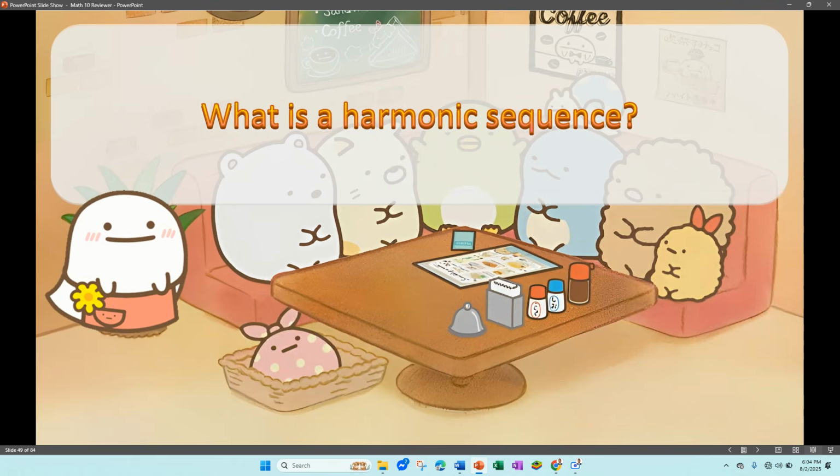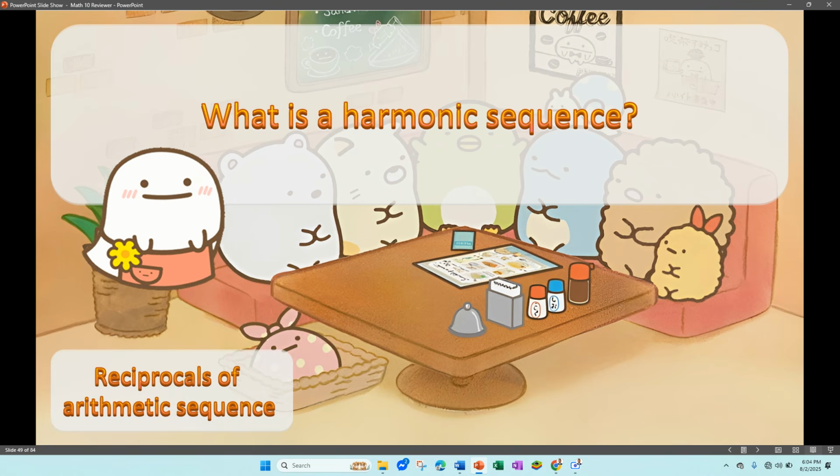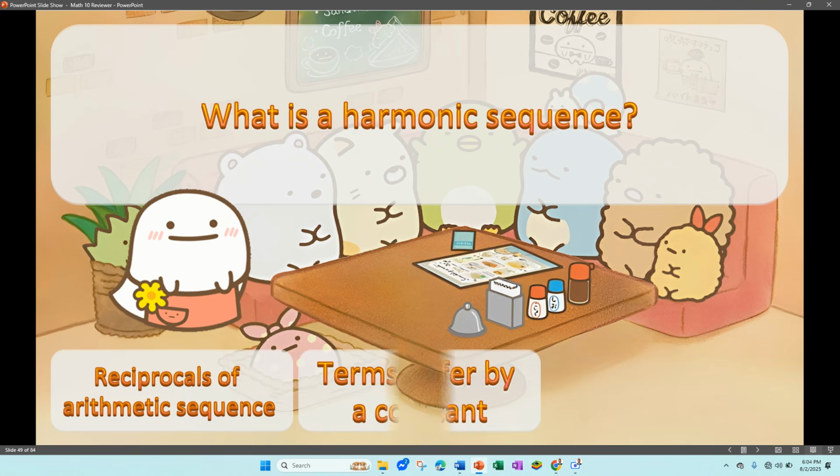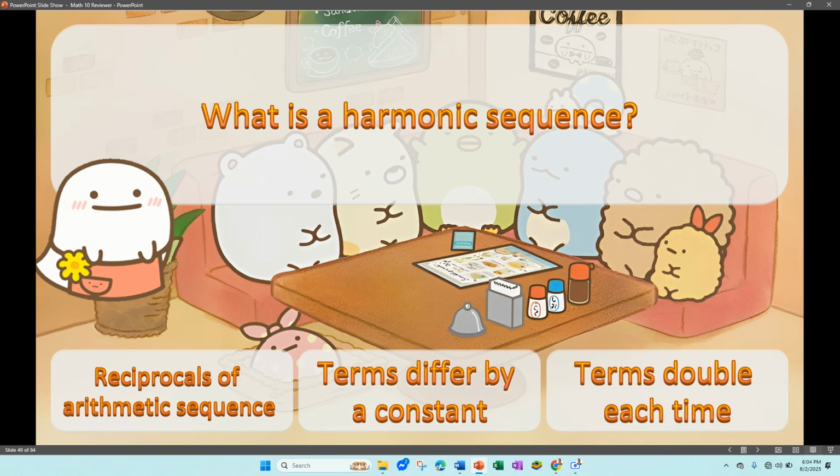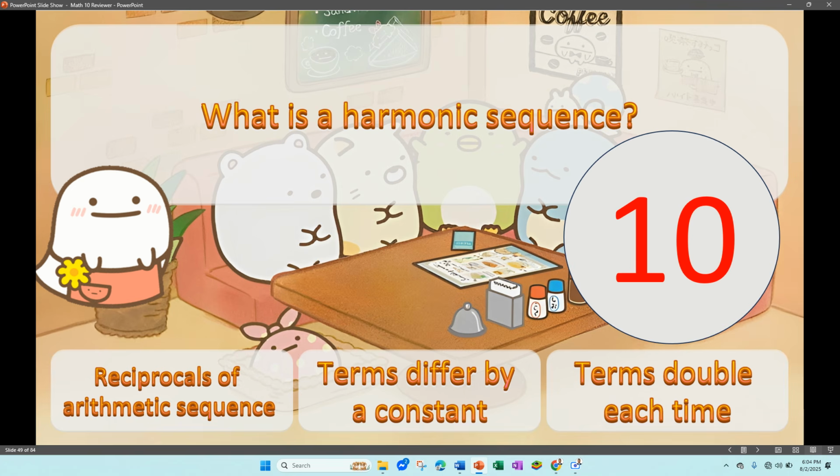What is a harmonic sequence? Reciprocals of arithmetic sequence, terms differ by constant, or terms double each time. 10 seconds go.